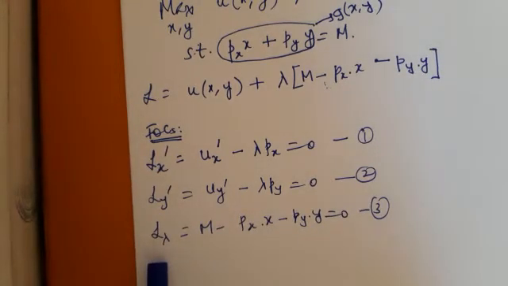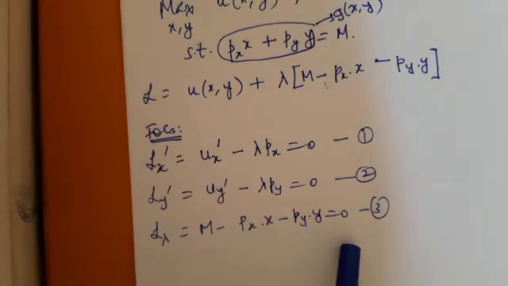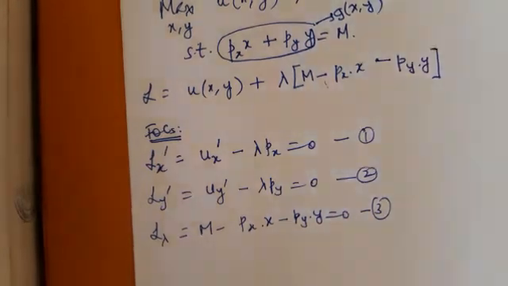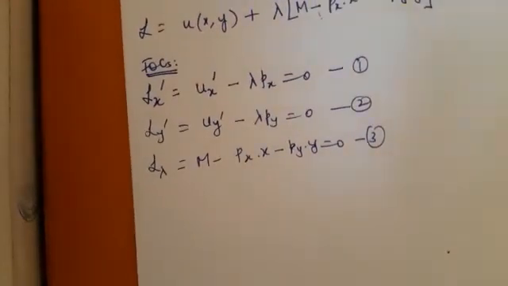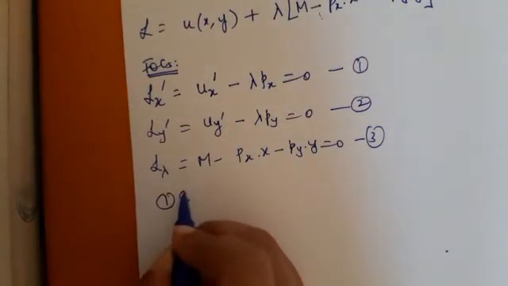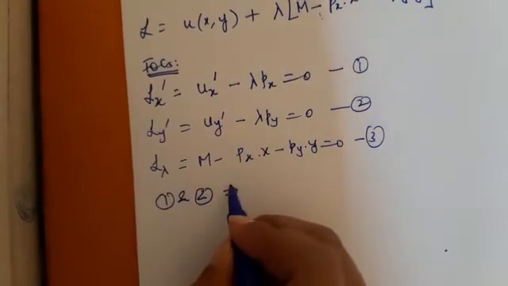Then the partial of the Lagrangian with respect to the Lagrangian multiplier lambda is equal to nothing but the constraint itself. So that's your money income minus price of good x times x minus price of good y times y. Put that equal to 0. So this is going to give us 3 equations, and let's see what information we can gather from these 3 equations. So first of all, if you notice, if I just take equations 1 and 2, this is an exercise similar to what we did in the previous video.